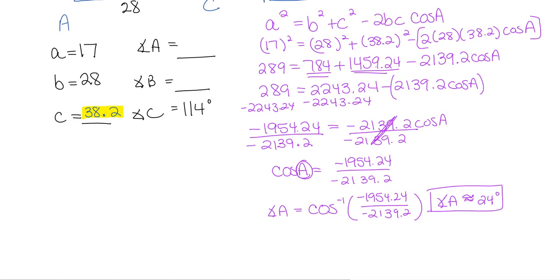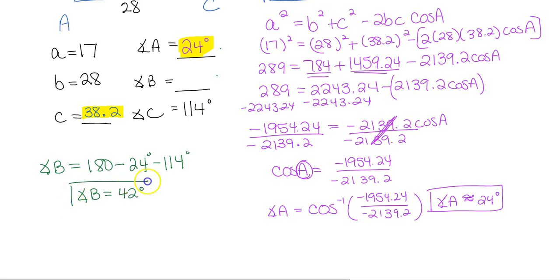We're going to go ahead and fill that in. We have that angle A is 24 degrees. We only have one piece of information missing though, and this one is crazy easy. We have a triangle. In a triangle, we know all three angles have to add up to 180. So as soon as you get two of your three angles, for our missing angle B, we just do 180 minus 24 degrees, which we just found, minus the 114 that we were given, and we can find that our missing angle B is going to be 42 degrees.